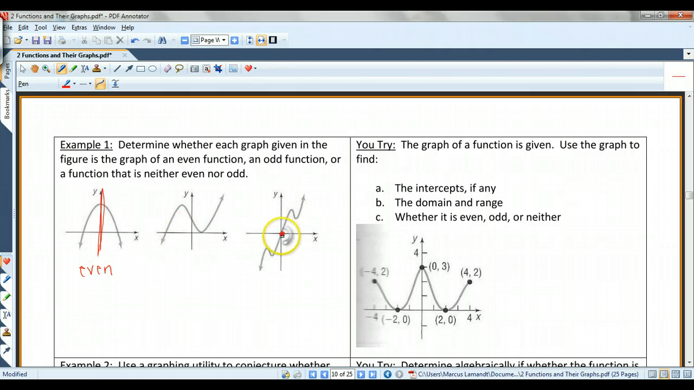If it's symmetrical about the origin, that means it's flipped and twisted over the origin diagonally like this one, you have an odd function. This one, if it's neither symmetrical about the y-axis or the origin, it's neither. Okay?